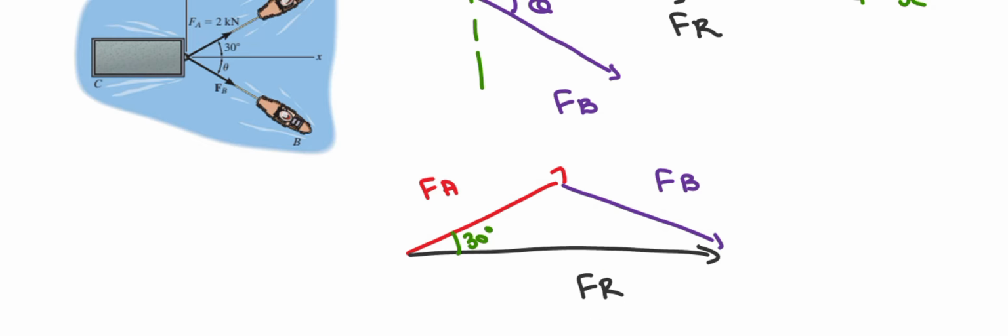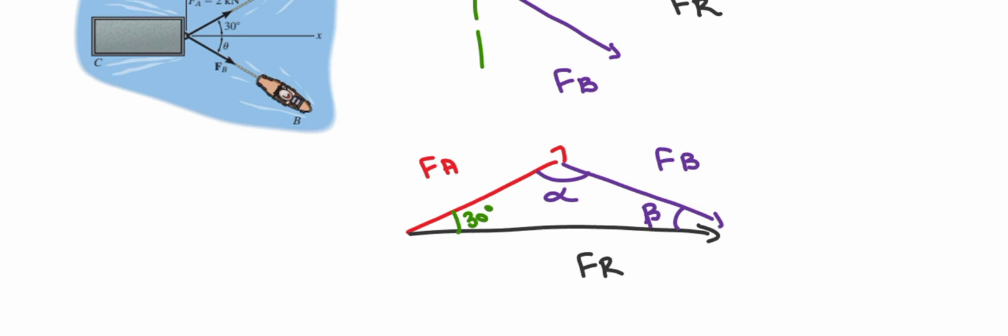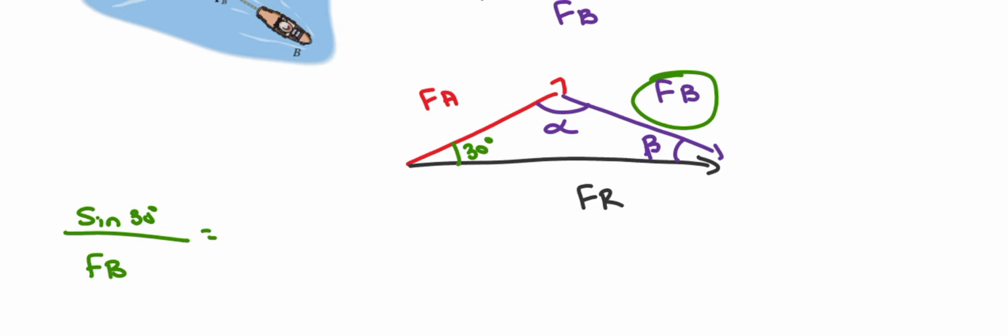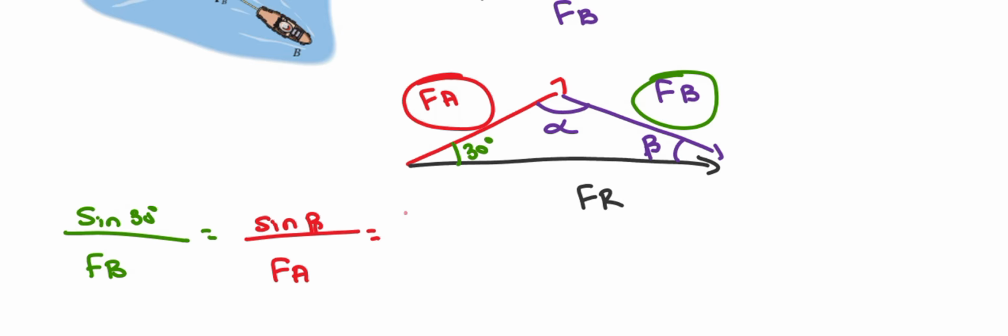So if you look carefully into this diagram, this is nothing but a triangle, and in a triangle there are three angles. Let's call this alpha, and this one is nothing but beta. So for finding the minimum value of Fb, our second step is to apply the law of sine here. The law of sine says that sine 30 degrees upon the opposite side of sine 30 degrees, which is Fb, so sine 30 degrees upon Fb, is equal to sine beta upon Fa, which is equal to sine alpha upon Fr.